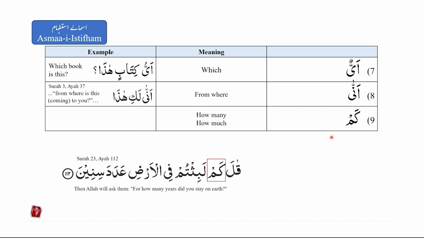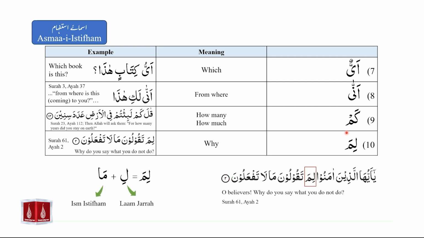And our ninth Ism-i-Istifham is kam. Kam can mean how many or it can mean how much. An example can be found in Surah number 23, ayah number 112. Then Allah will ask them, for how many years did you stay on earth? The meaning of how many comes from the use of kam.